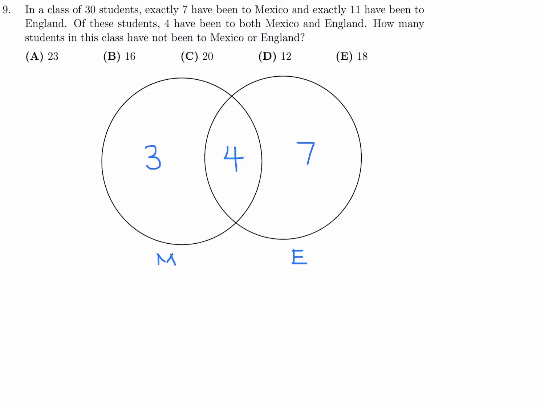So that means 3 plus 4 plus 7 is the number that have been to either Mexico or England or both, and that is a total of 14. So of the 30 students, if you subtract those 14, you get 16, and this represents the students that have not been to Mexico or England. So number 9, the answer is B.